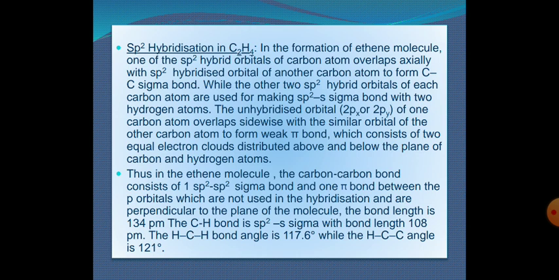All of you have already learned that the sigma bond is stronger than the pi bond. When ethene is formed, between the carbon atoms there is a formation of one sigma bond and one pi bond. The pi bond, formed after the sidewise overlap, is weaker than the sigma bond, and consists of two equal electron clouds distributed above and below the plane of the carbon and hydrogen atoms.